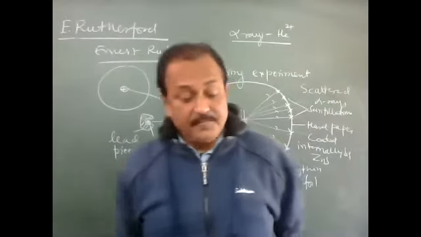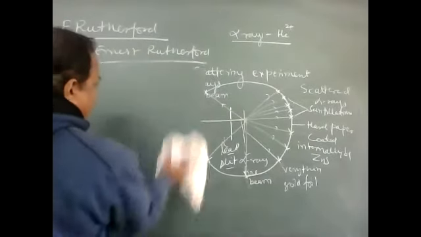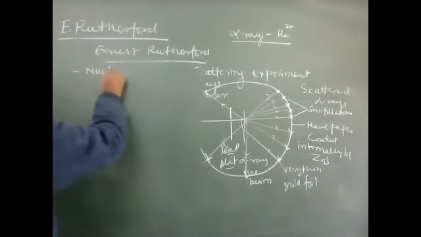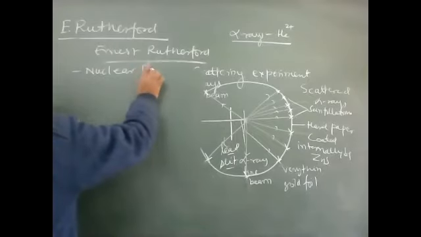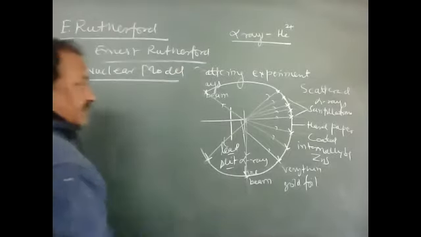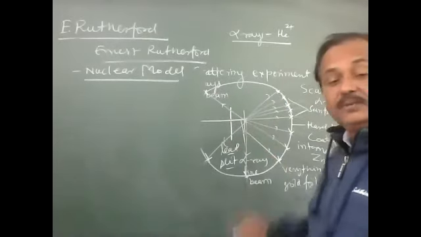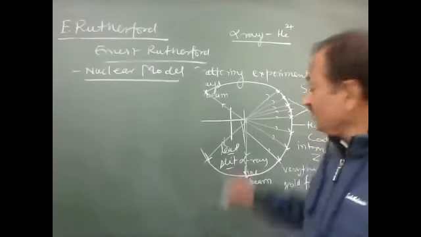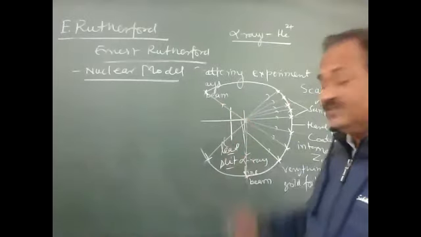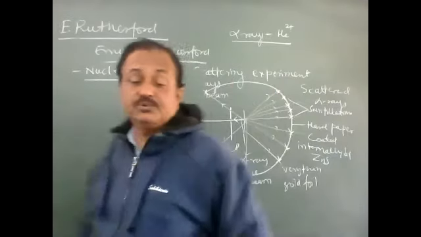Then Rutherford put forward his own model, and this model is built on the alpha scattering experiment. Rutherford's model is the nuclear model. He proposed the nuclear model of the atom. There are three observations of Rutherford: most of the alpha rays travelled in a straight line, few were reflected back at some larger angles, and a few, one in 20,000, returned back on its original path.